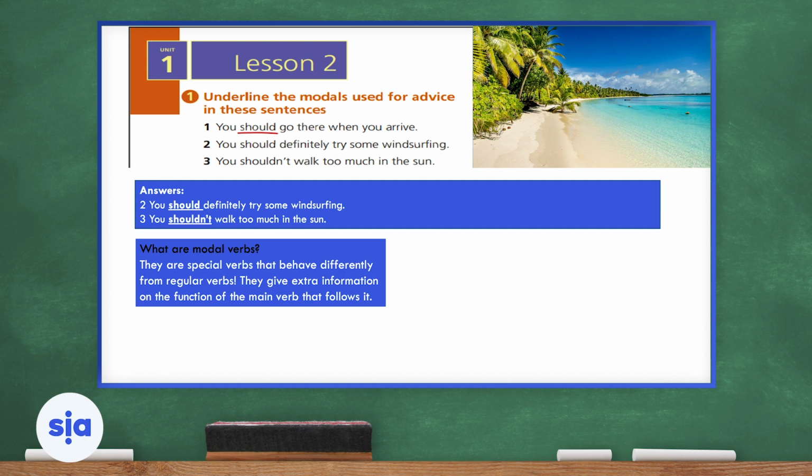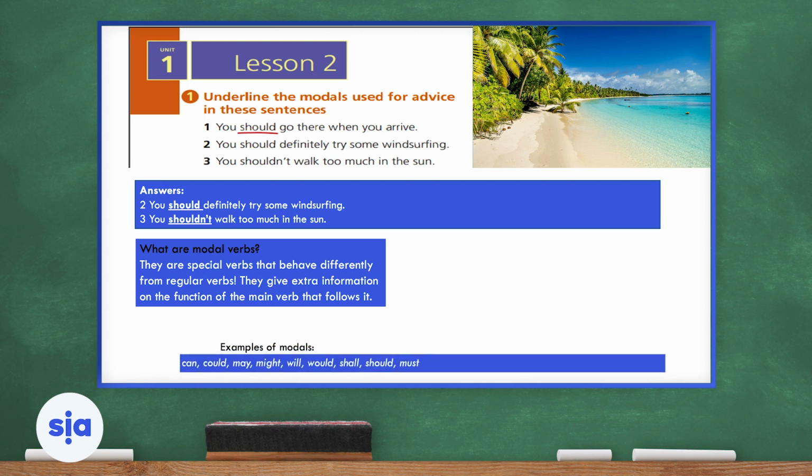All these modals are followed by verbs. The first one is go, the second one is try, and the third one is walk. So they help us know the behavior or the function of the main verb. Examples of other modals are can, could, may, might, will, would, shall, should, and must. You can write those down in your notebooks so that you can remember in the future.